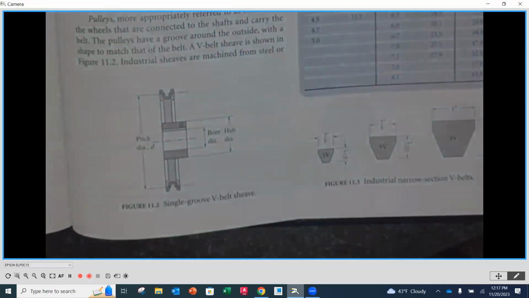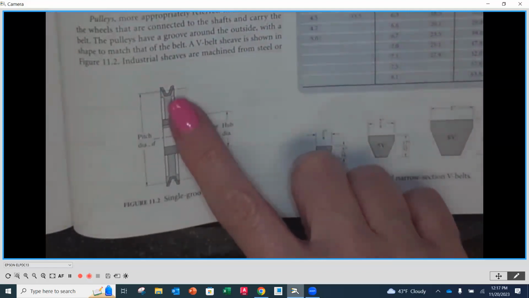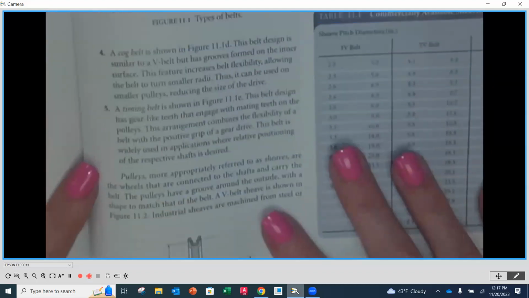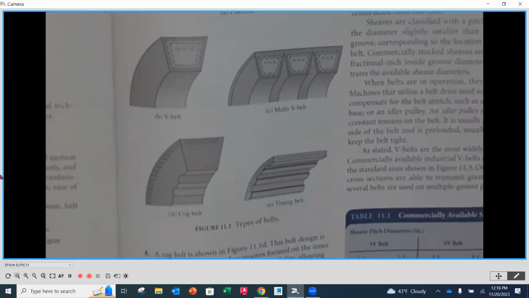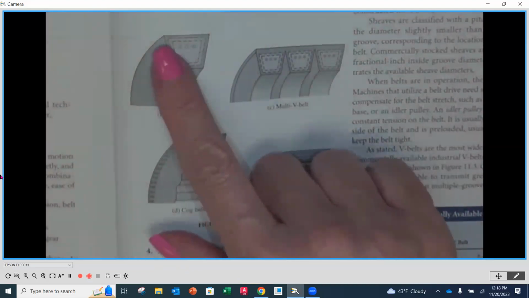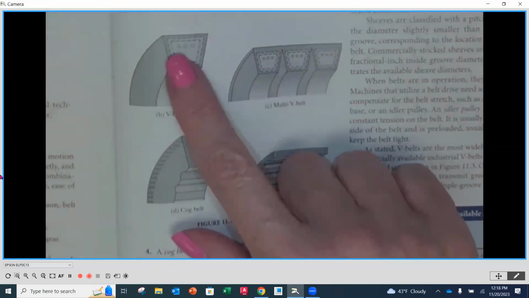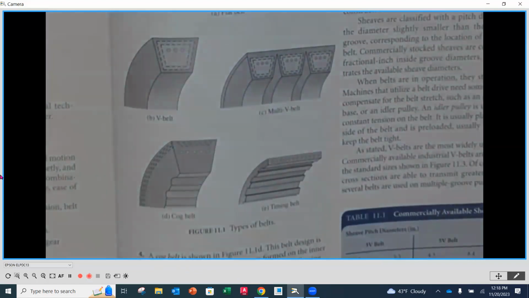Now you'll notice here that our sheave has a pitch diameter. That pitch diameter is going to be like a gear tooth, if you would, and it's going to match up with, on our V-belt, for instance, where we have the strongest portion going through here. You'll notice that they have those little dots in there.